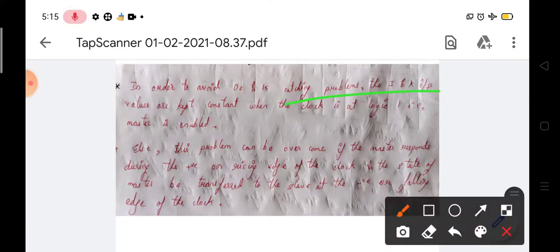either the J and K inputs of the flip-flops should not be changed, right? It means it has to be kept constant when the clock is at logic 1, or else this zeros and ones catching can be overcome if the master responds during the positive or rising edge of the clock, and the state of the master is transferred to the slave at the negative or the falling edge of the flip flops.